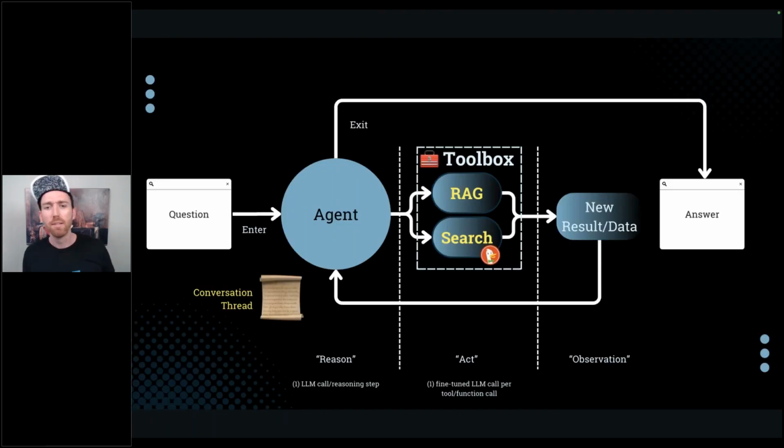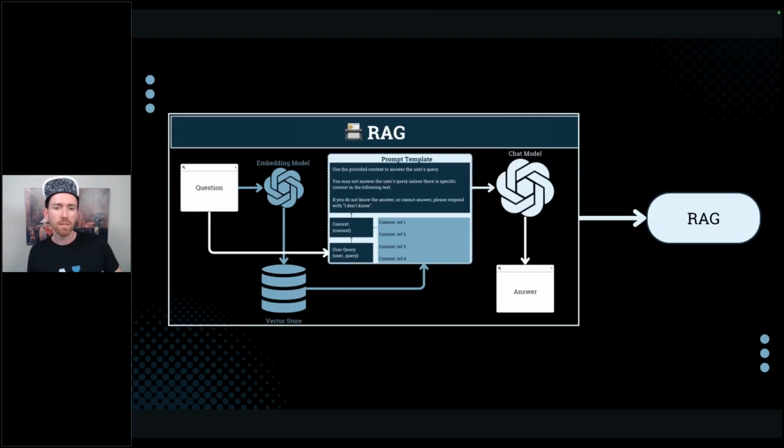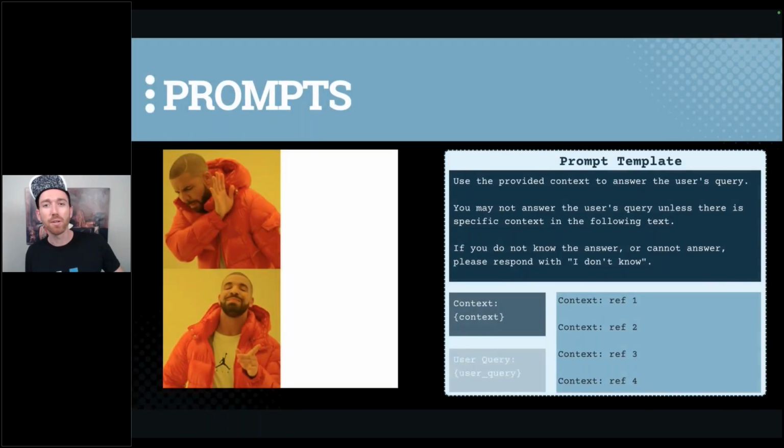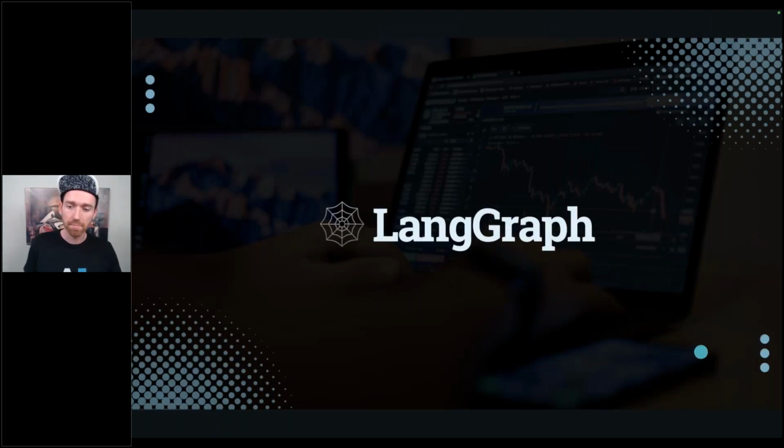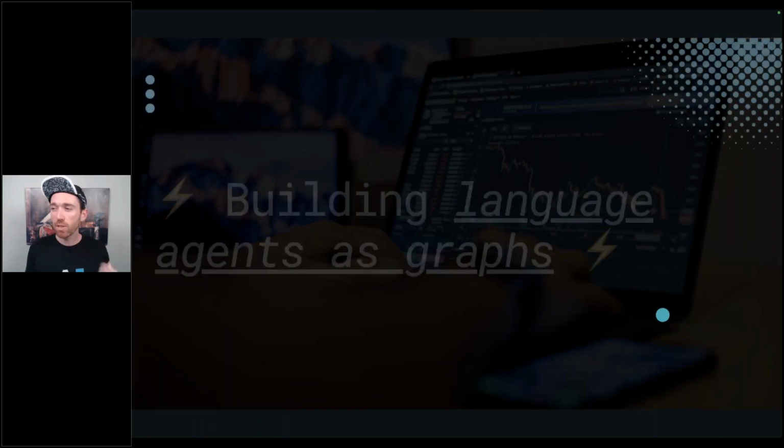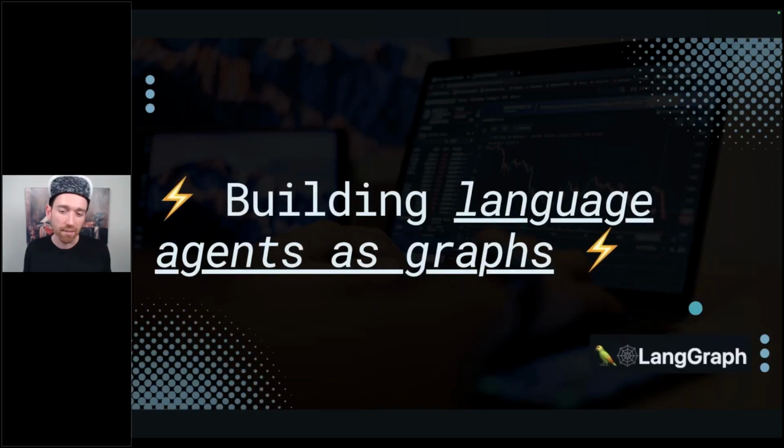We can zoom in to RAG. We can see it within an agent. We can zoom in to the prompt template in RAG. We can see prompt engineering. We need all of these things, and we'll use them all. We'll use them all with LangGraph today. LangGraph is going to leverage these patterns and allow us to build language agents as graphs.